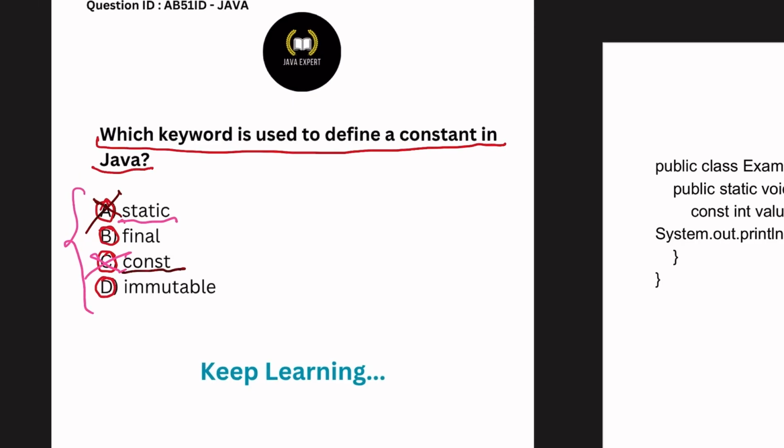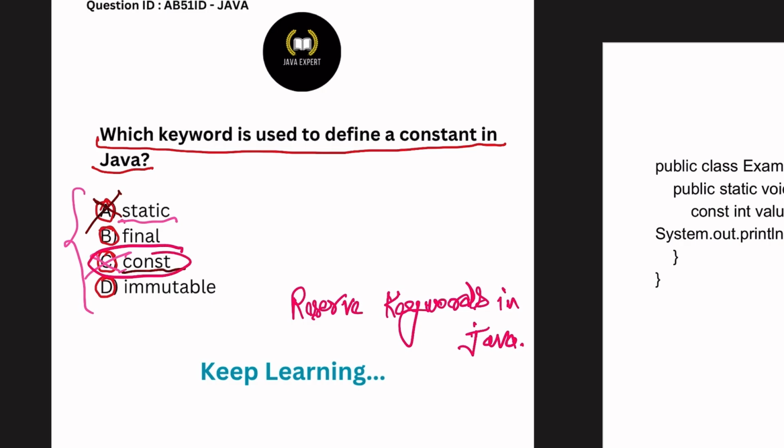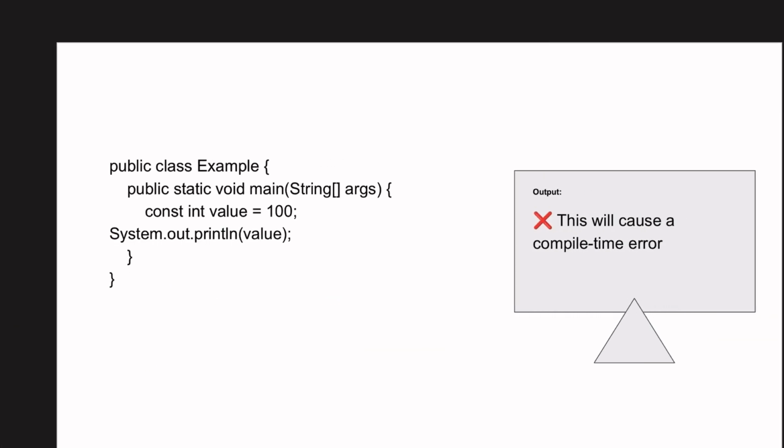Okay, let me just tell you what a reserved keyword is in Java. A reserved keyword is a word that Java has set aside for a special use in the language. These words have predefined meanings in the Java compiler and cannot be used as variable names, method names, class names, etc. Even if a reserved keyword is not implemented, like const, it is still blocked from being used to avoid conflicts or confusion. So that is why option C is wrong, because it is a reserved keyword in Java. Okay, let me show you the implementation with the help of this example.